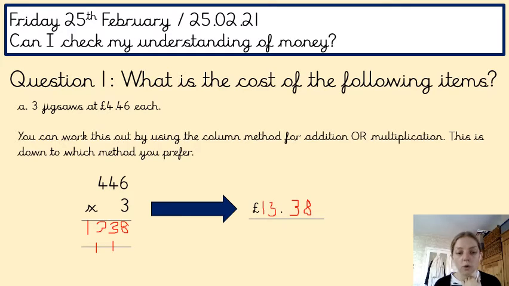So for question 1a, your answer would be £13.38. If you want to check by using a calculator, that's fine, but I suggest that you use the column method first for multiplication or addition to get you started for this round of questions.